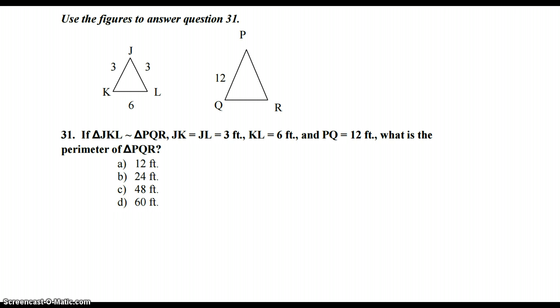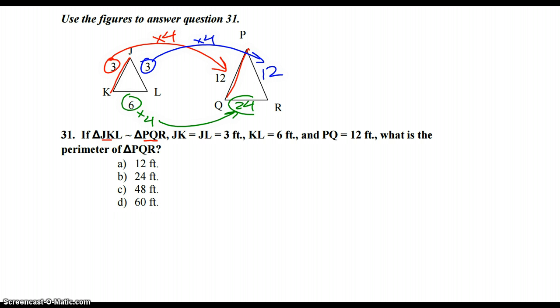So if I look at side JK and side PQ, those sides correlate to each other and they should be in proportion to each other. So that means if it takes me times 4 to get from 3 to 12, then every other side is also going to be times 4. We know that we have an isosceles triangle here. That means this will also be 12. Now if you didn't know that it was going to be 12, remember you're taking that times 4 to get your other side here. So that means I would take 6 times 4 to give me 24 here.